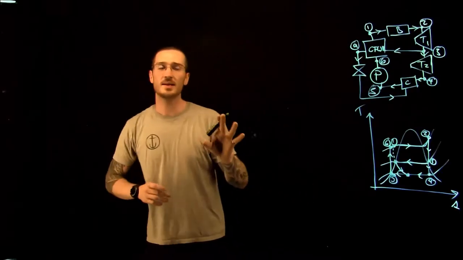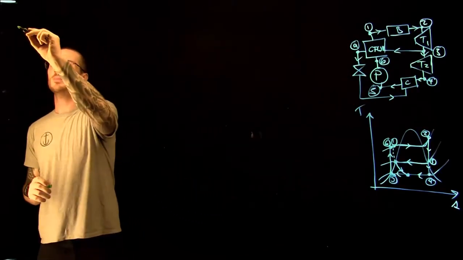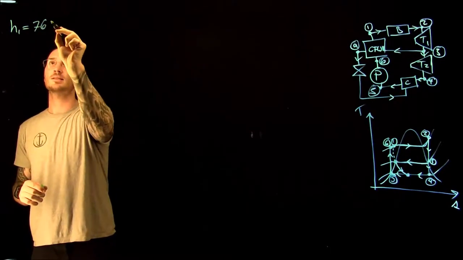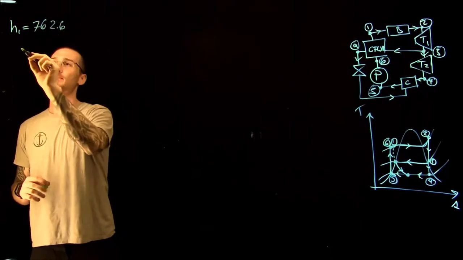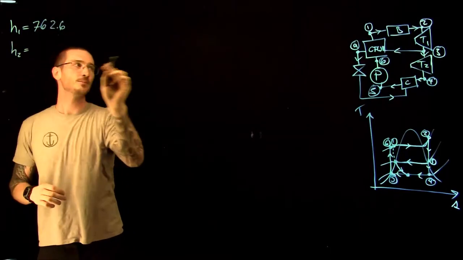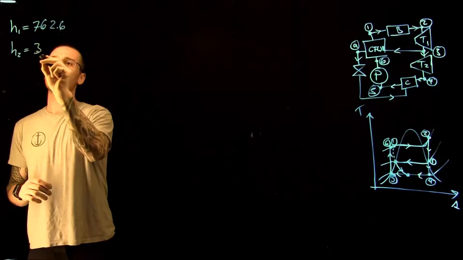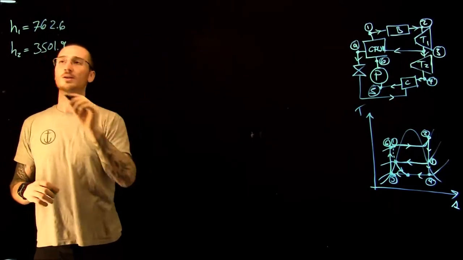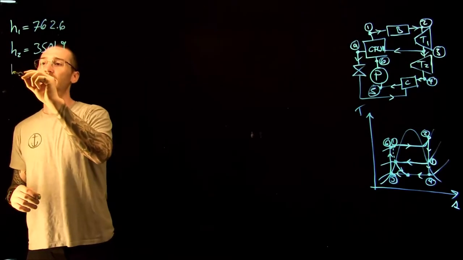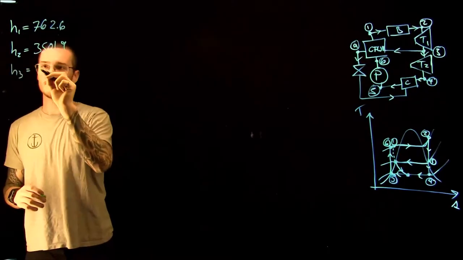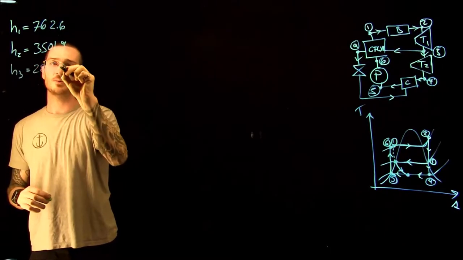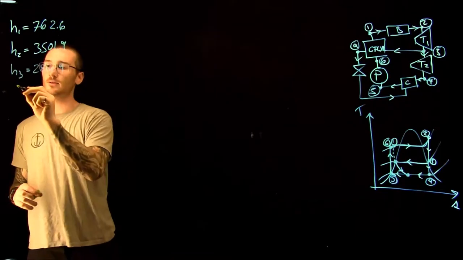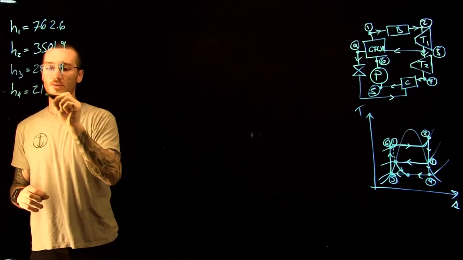We're actually given the enthalpies at these different points. So we're told right before our boiler, at point one, we have an enthalpy of 762.6. Right after our boiler, at point two, we have 3,501.9. Right before our split, at 1 megapascal, we have an enthalpy equal to 2,856.9. Then at state 4, right before our condenser, we have an enthalpy of 2,139.3.